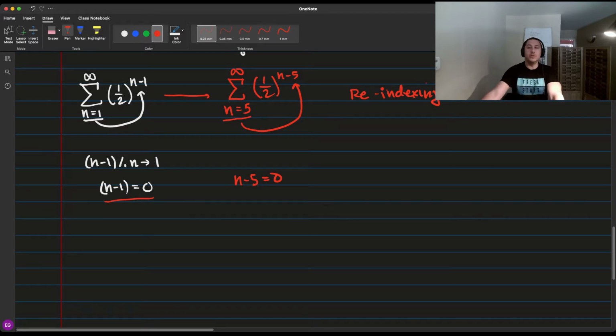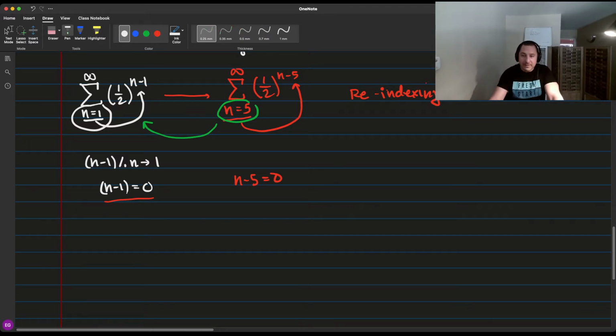Usually we like to start at 1, but sometimes you might start at 5. It would be possible to work backwards to figure out where you'd want to start. So let me do another one. Let's say you have the sum of n equals 2 to infinity of 1 over n squared.